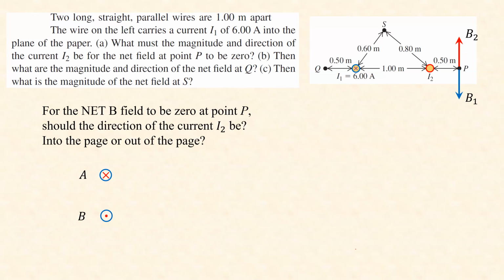So for the net B field to be 0 at point P, should the direction of the current I2 be into the page or out of the page? What do you think?